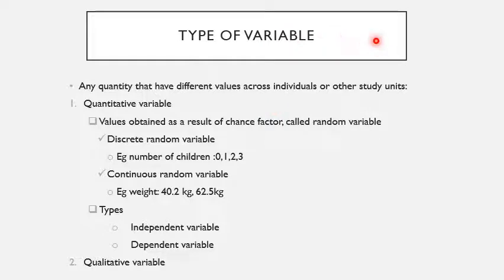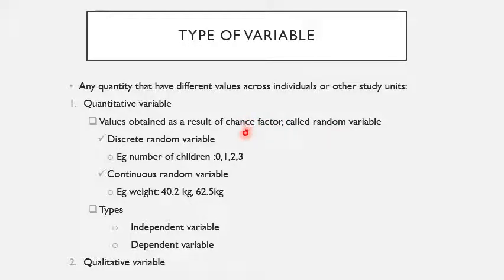So, the types of variable. Throughout the semester, we will become familiar with this word, variable. A variable is any quantity that has different values across individuals or other study units. We have two types of variable. It's either quantitative, something that you can measure, or qualitative variable. Qualitative is when you do, let's say, an interview or focus group discussion. In-depth interview is under qualitative variable. For quantitative, it's a value obtained as a result of chance factor, which we call a random variable.